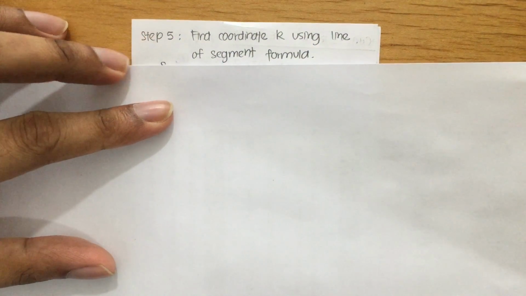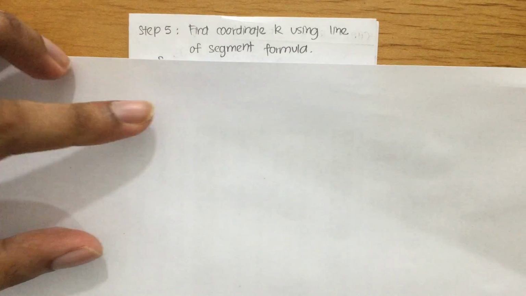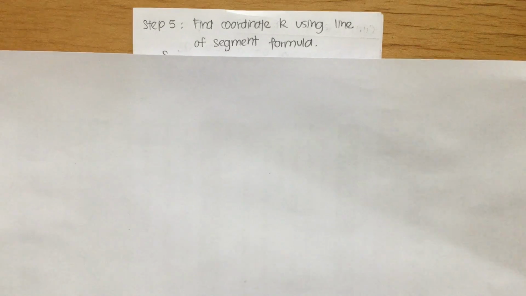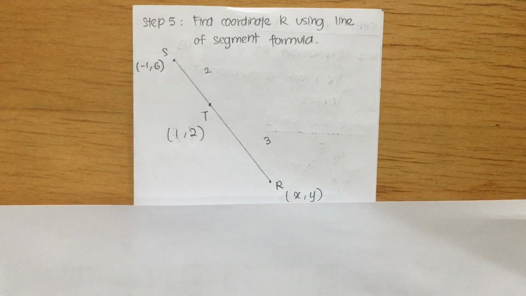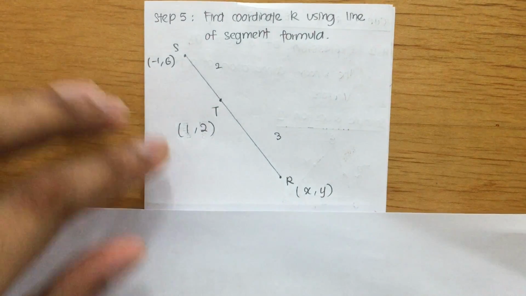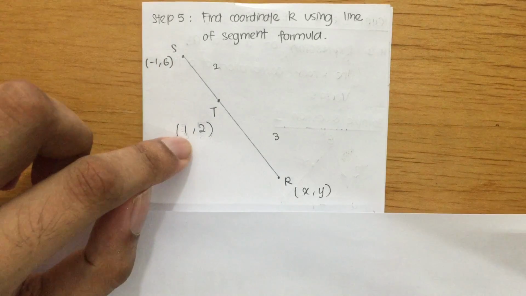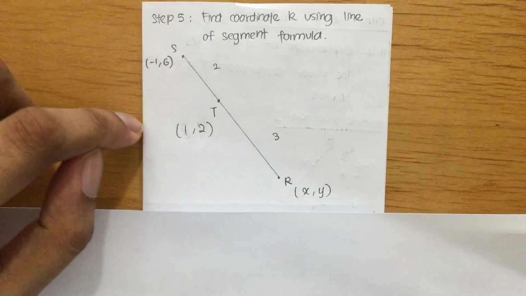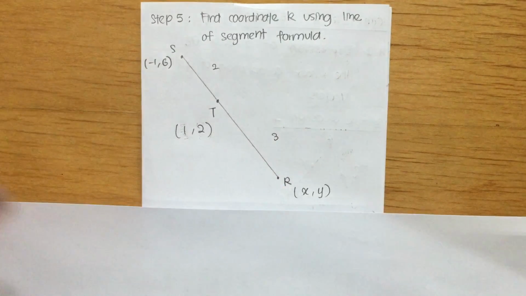Okay, the step 5 is we can find the coordinate R using the line segment formula. So how is the line segment formula? Okay, I will show you now. I've literally drawn the diagram over here to make it easy for you guys rather than me flipping the paper all over again. Okay, see, this is your coordinate S, which is already given by the question. This is your coordinate T, which we found just now, which is (1, 2). And this is your coordinate R, the coordinate R which we need to find now.